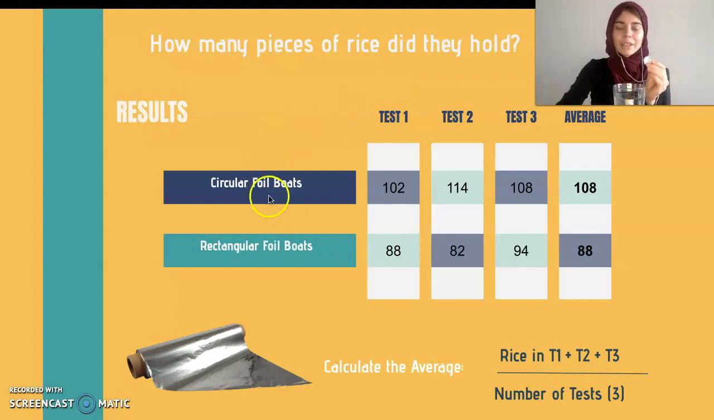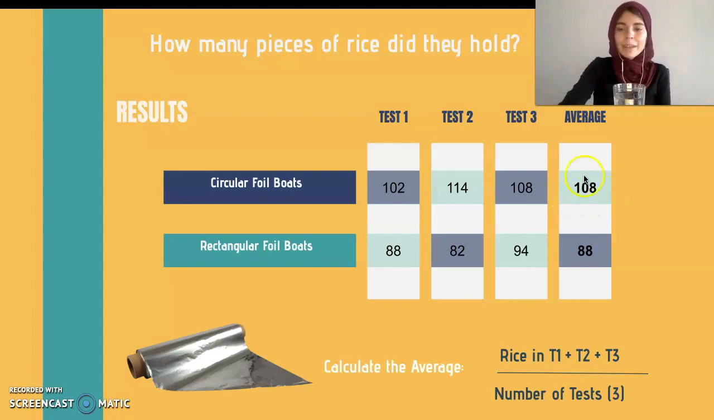So we see our circular foil boat held 102 pieces the first time. I made a very strong boat, it's very strong. 114 the second time, 108 the third time. Rectangular, 88, 82, 94. So if we're looking at these, we say which one held more? Our circular one did, okay?